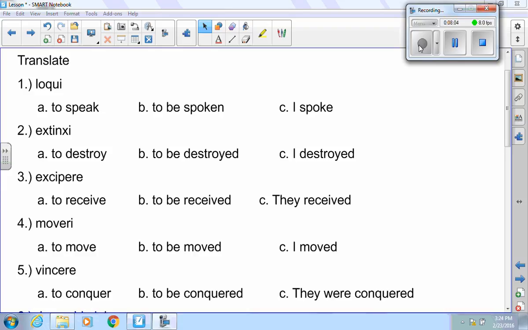There's like 10 of these just like this, and they're going to try to trick you with a few of those first person singular perfects. So make sure that you know what is a deponent and what is not a deponent.